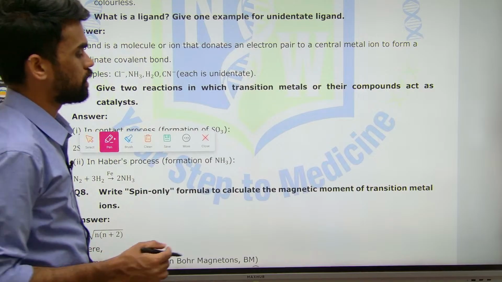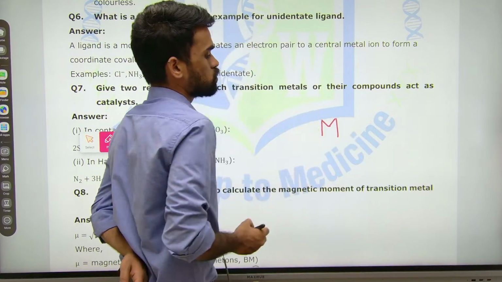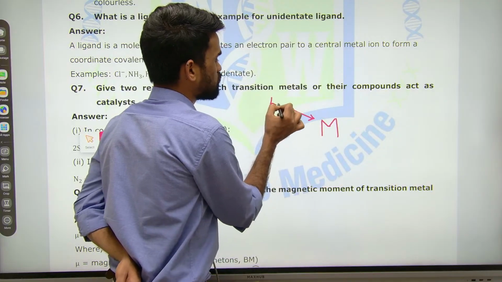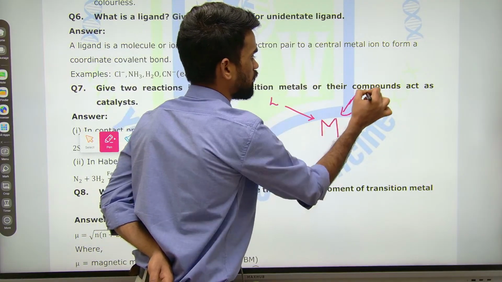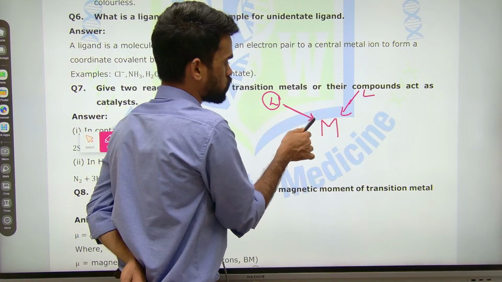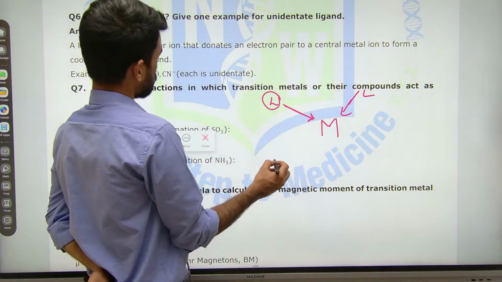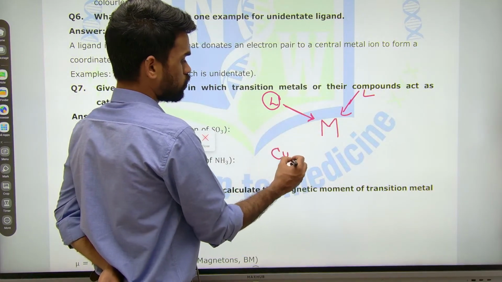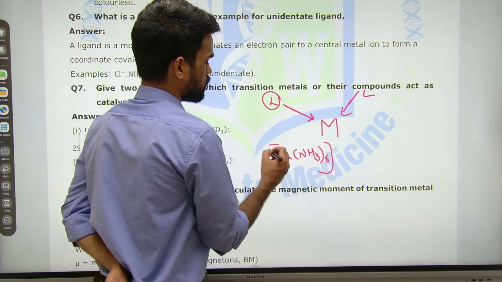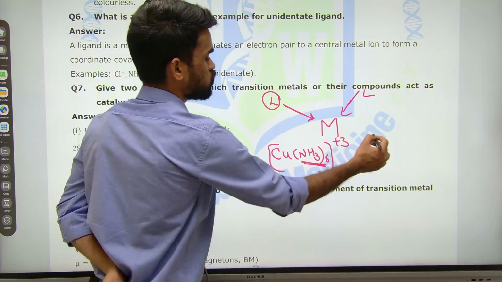See what I am writing here. We know there will be metal complexes. At the center we have the metal. Whatever ligands are present, they will donate pairs of electrons. So the species which donates a pair of electrons to the central metal atom is considered to be a ligand. For example, I am writing here Cu(NH3)6 3+. So here 6 ammonia ligands are there.